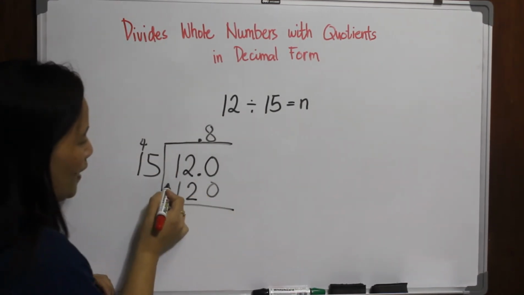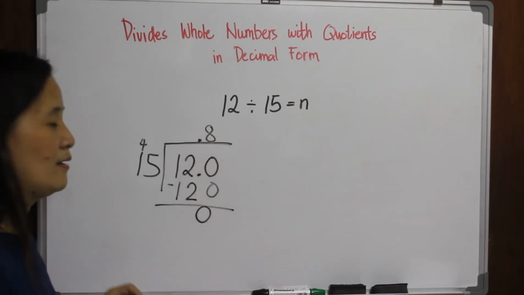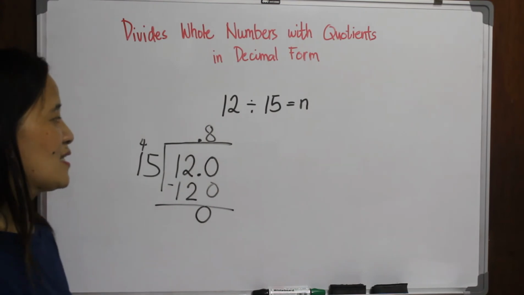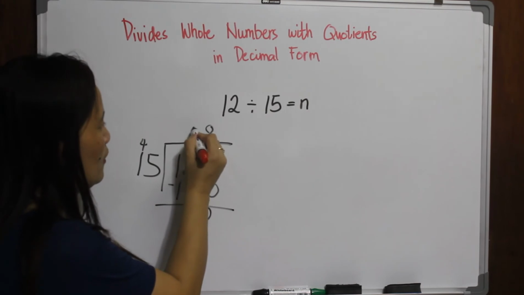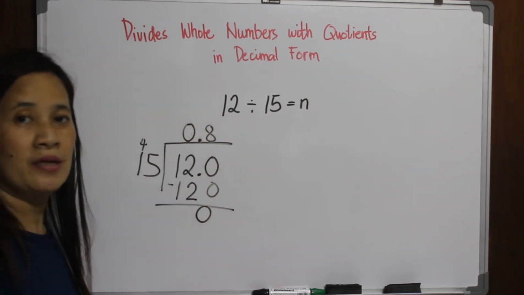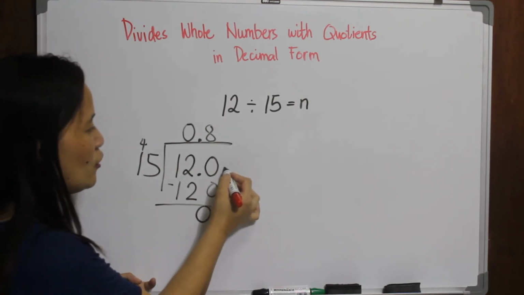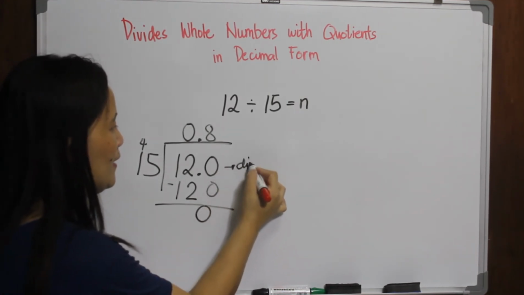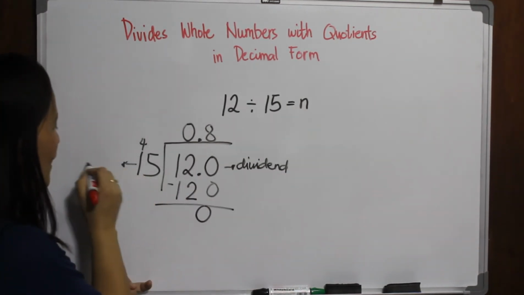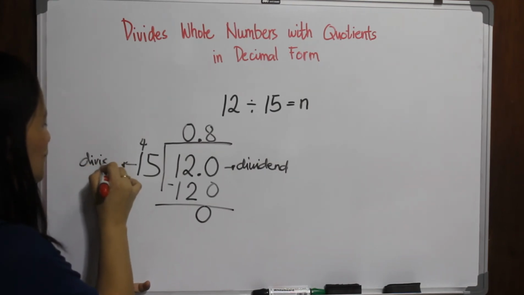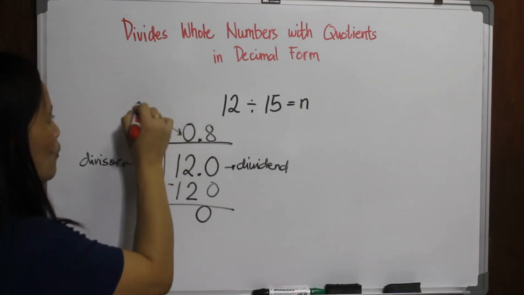So, next step is subtract. Then, okay. So, ang ating sagot, that is 8/10. Okay? Now, so let's add 0 as our placeholder in our quotient. So, again class, itong number nasa loob, ang tawag dyan ay ang dividend. Itong nasa labas, ang tawag ay divisor. At itong ating sagot, ang tawag dyan ay quotient.